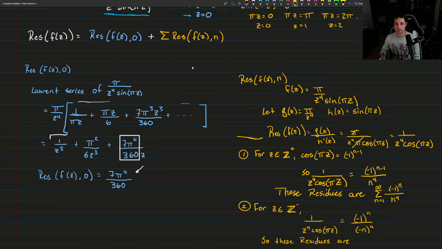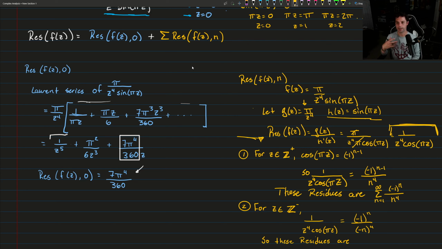this definition, right? The residue of f(z) is going to be some g(z) over h prime of z, okay? So if we let g(z) equal pi over z to the fourth and h(z) equal sine of pi z, if we plug it into that formula, we get 1 over z to the fourth times cosine of pi z. So we're right here.